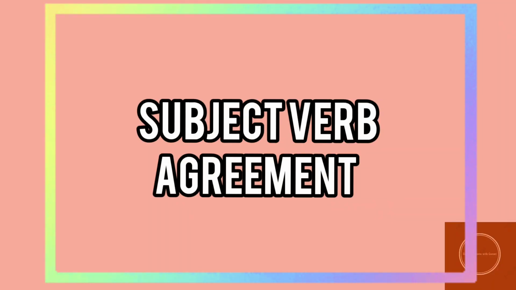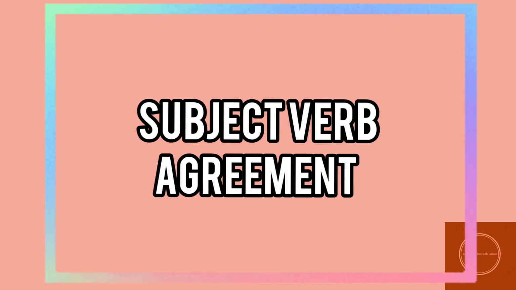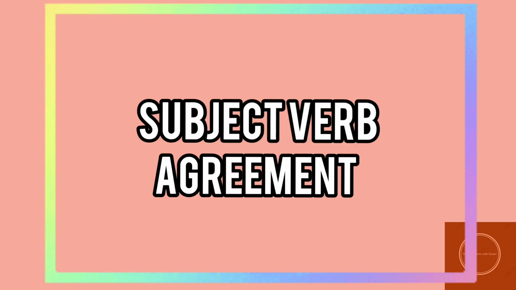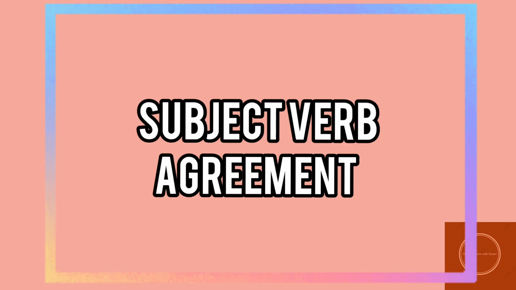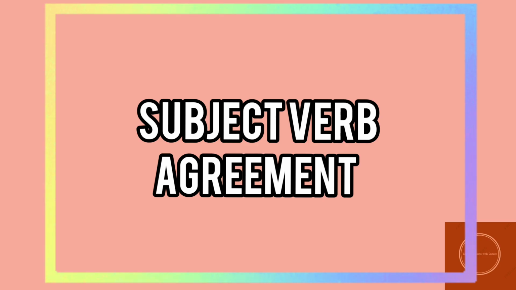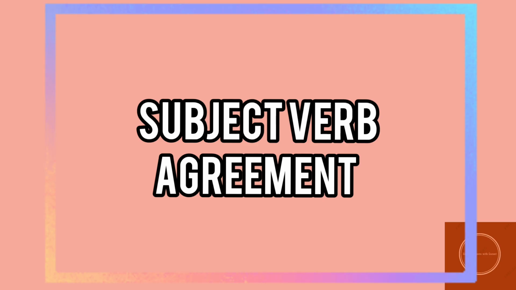In today's video, we're going to talk about something super important in English, subject-verb agreement. If your subject and verb don't match, even a smart sentence can sound wrong. But don't worry, I'll make it super easy to understand. So, before we start, let's quickly understand what is a subject and a verb.